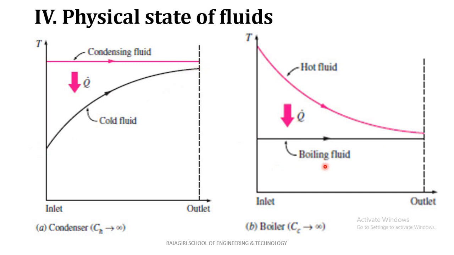In evaporators or boilers, the cold fluid is extracting heat from the hot fluid and undergoing a phase change process. So here the cold fluid temperature is constant throughout the length of the heat exchanger, and the hot fluid loses its heat from inlet to outlet. So these are the main types of classifications of heat exchangers.